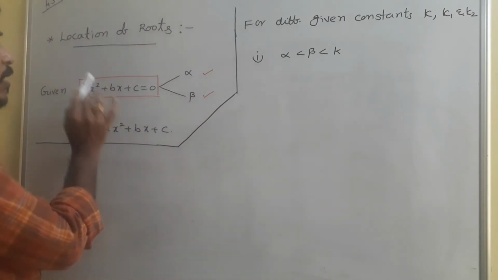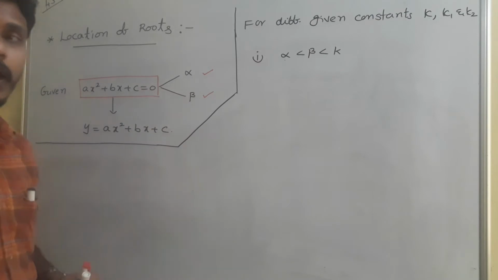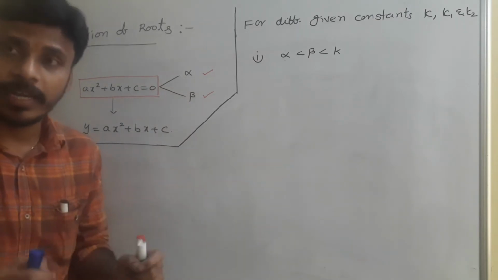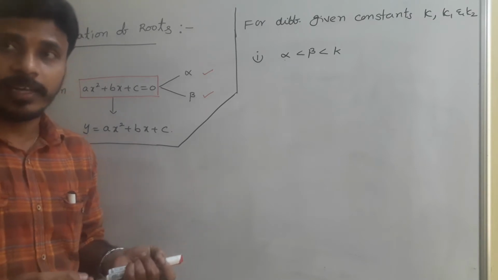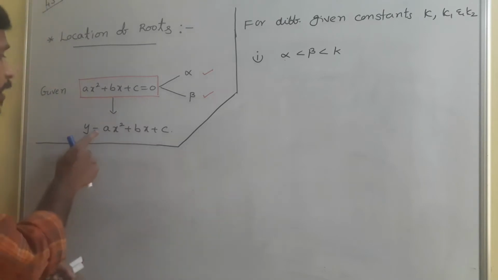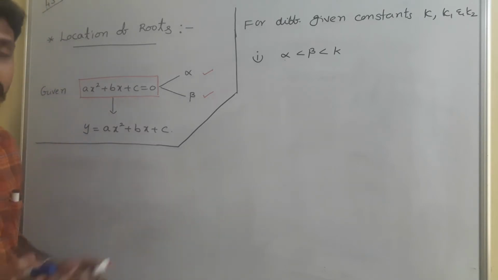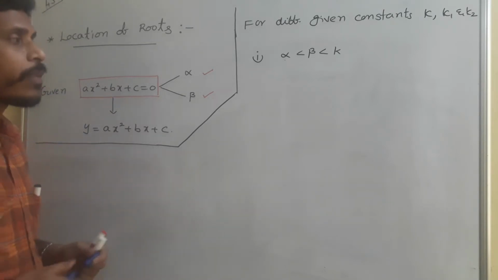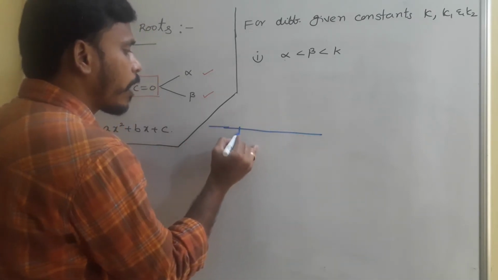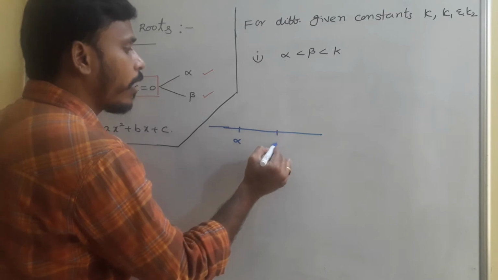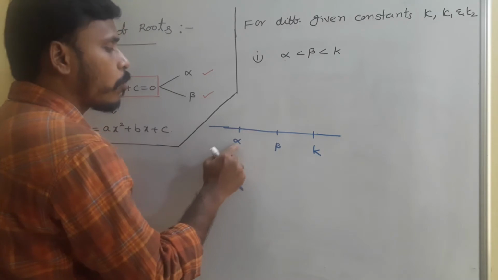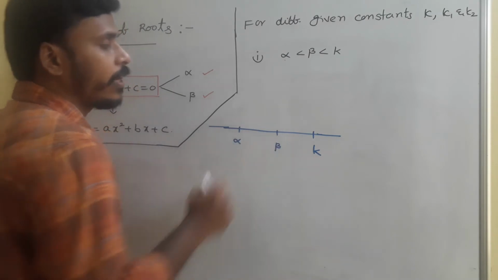So now the expression has roots alpha and beta, and alpha and beta are less than k. First idea is I am going to observe the graph, and how can I draw the graph? Either it may be an upward parabola or a downward parabola, depending on the value of a. But here we don't know a also. One situation is this: somewhere on the x-axis alpha is here, beta is here, and k is here. Alpha is smaller, then beta, and then k.